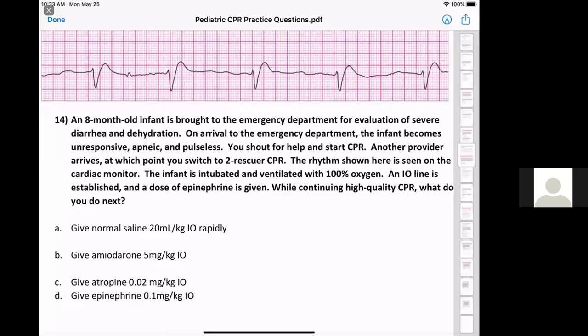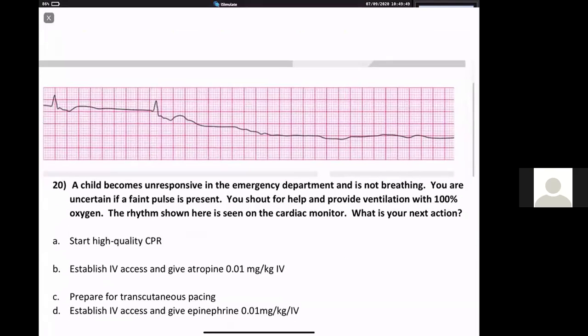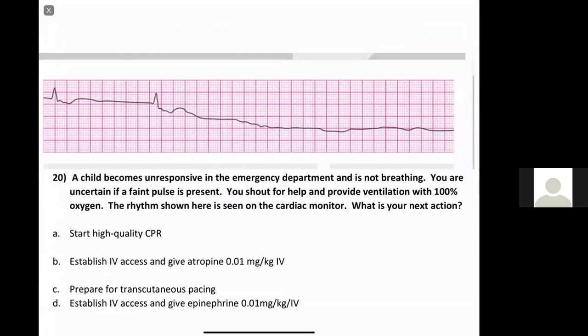Now, this was the last question we were in before I lost transmission. So I'm going to go to the next one. A child becomes unresponsive in the emergency department and is not breathing. You are uncertain if a faint pulse is present. You shouted for help and provided ventilation with 100% oxygen. The reading shown here is seen on the cardiac monitor. What is your next action?